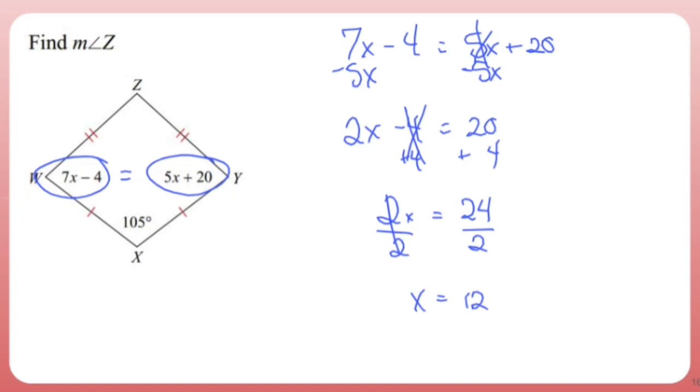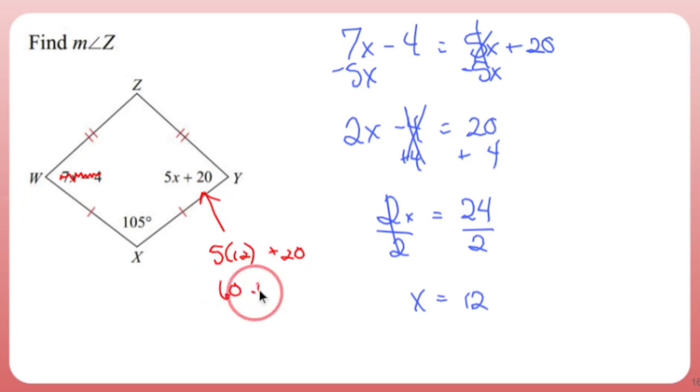Again, that's helpful because now that I have x, I can find both of these angles. They're both going to be the same, so I don't have to plug 12 into both of these and solve them separately. If I just find the easier one, 5 times 12 plus 20, that gets me 60 plus 20. This is 80. So you are 80, and you are also 80 because you two were congruent.